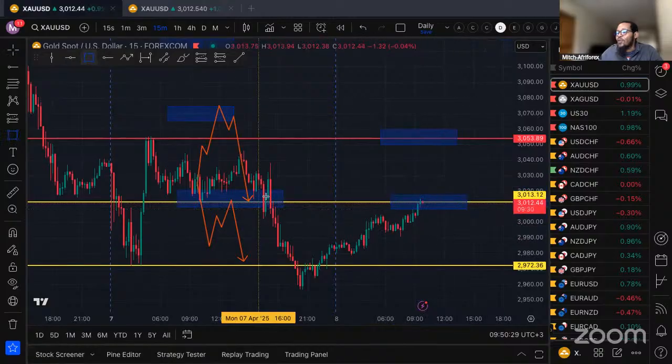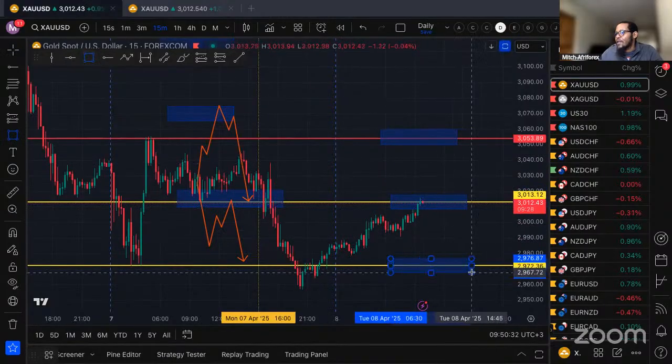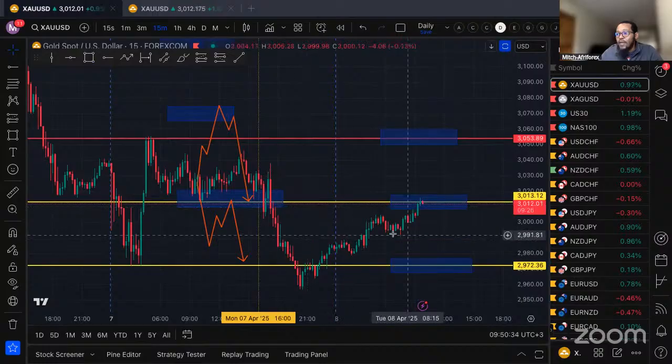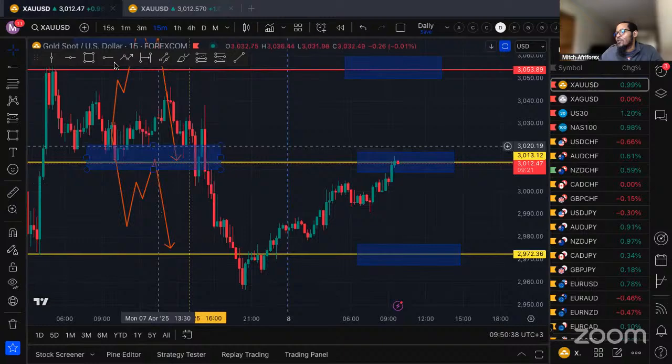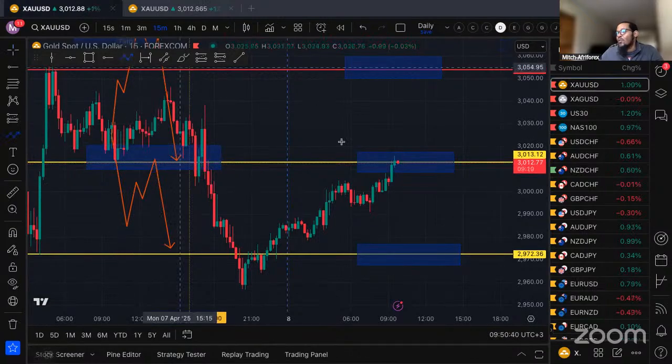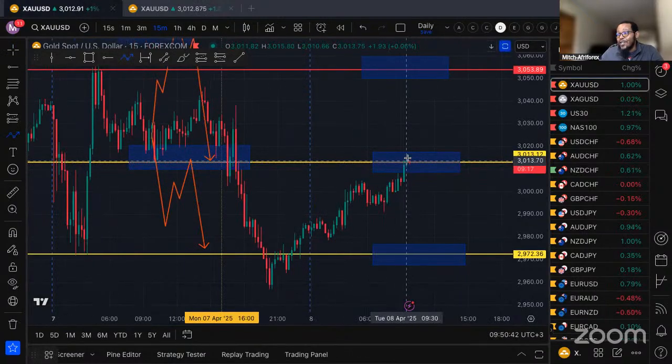So right now, we do seem to be pulling back within the SNR that was broken to the downside. And you can see the way the bars are pushing up very nicely and slowly, which is a good sign for us. So the main thing we want to see is at what point in time the big boy sellers are actually going to come back in.